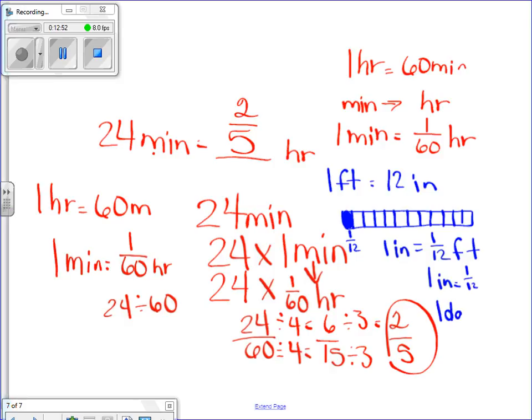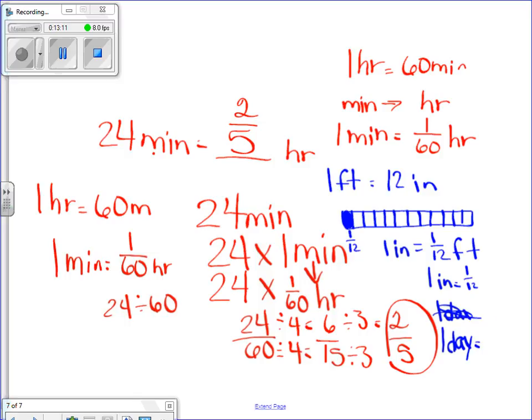1 day. Darn it, I've got ahead of myself. I forgot what I was going to say. I hate it when I do that. Yeah, 1 day equals 1/365 of a year.